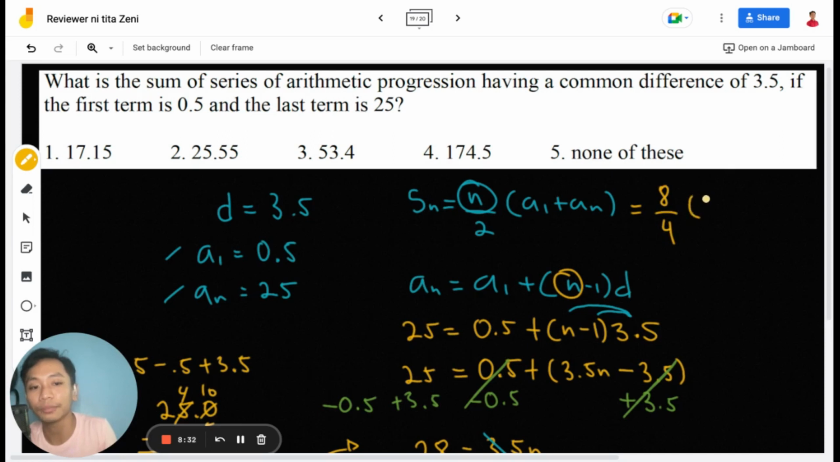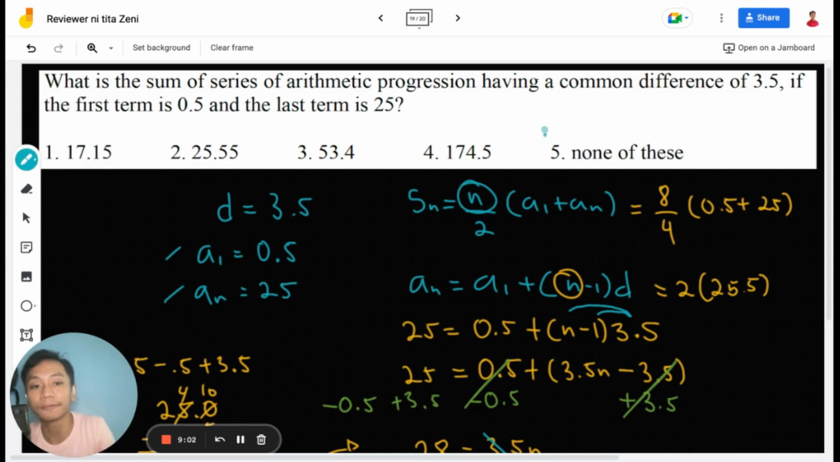Multiply mo sa first term, sum ng first term and last term. First term is 0.5. Last term is 25. Go ahead and simplify that. 8 divided by 4 is 2. And then 0.5 plus 25 is 25.5. Dodoblehin mo lang pala yan. Which is essentially, so dalawang 25 is 50, dalawang 0.5 is 1. So, 51 ang sagot. And obviously, wala sa pamimilian.